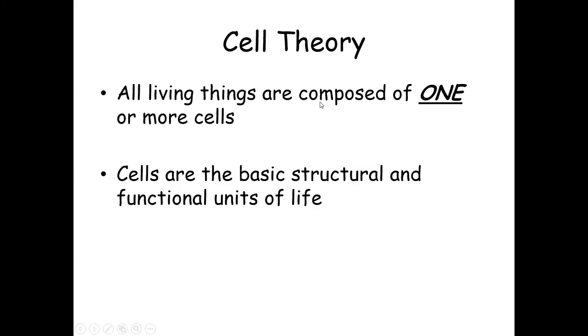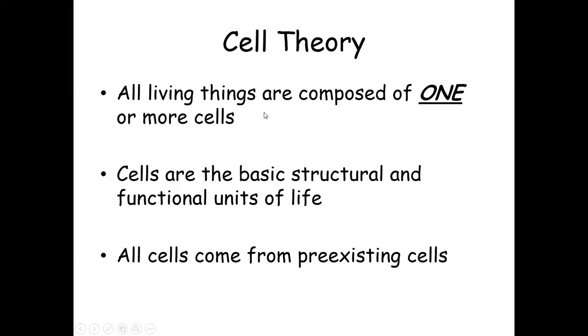Cells are the basic structural and functional units of life. So you can break the cells down into smaller pieces, which is what we'll be doing in a minute, but we typically consider cells to be the basic structure. And all cells come from pre-existing cells. So in order to get a new cell, it has to come from a previous cell. So very important. And when we talk about cell division, we're going to show you how that works. And so those are the three main ideas behind cell theory.